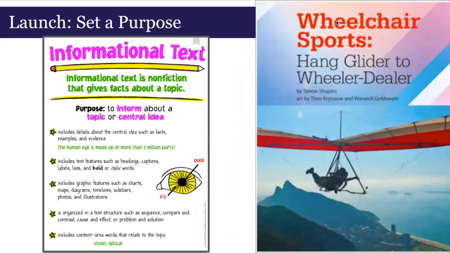Last week, we started our module on inventors at work. This week, we will continue to read about inventors and the circumstances that pushed them to create new inventions. This week, we will read Wheelchair Sports, Hang Glider to Wheeler Dealer, which is an informational text. Authors of informational text organize their ideas using headings and subheadings by grouping main ideas and key details, or by explaining cause and effects. Remember, informational text often includes visuals such as charts, diagrams, graphs, timelines, and maps.